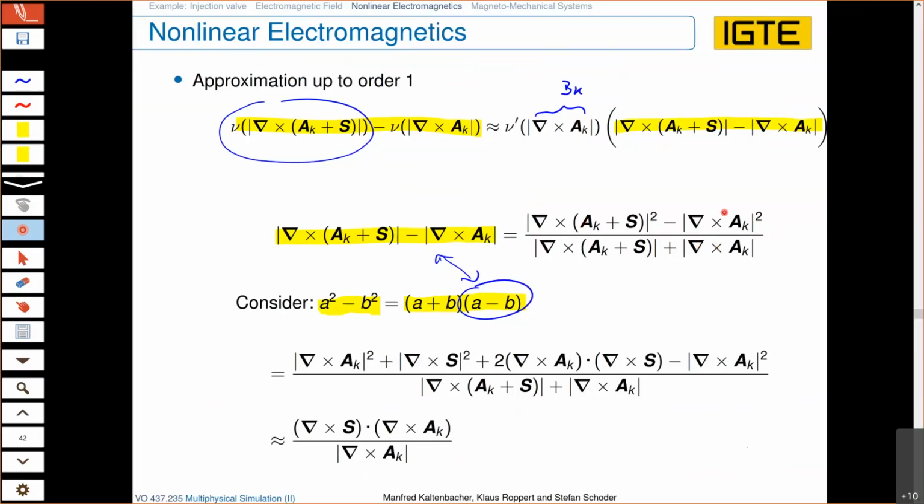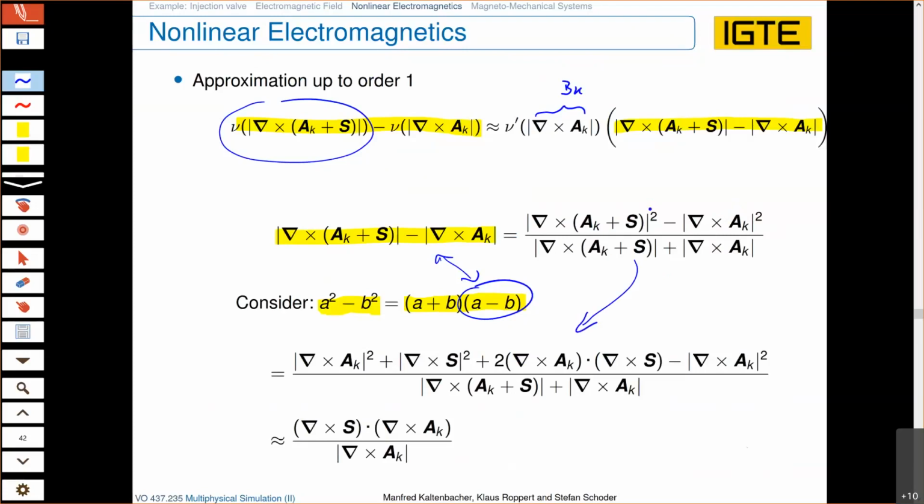And in the numerator, we then have the following. We have to evaluate a squared minus b squared. So we have the absolute value of the curl of (A_k + s) squared minus the absolute value of B_k squared, which is the curl of A_k absolute value squared. Okay, so from this, we can rewrite the terms as shown here.